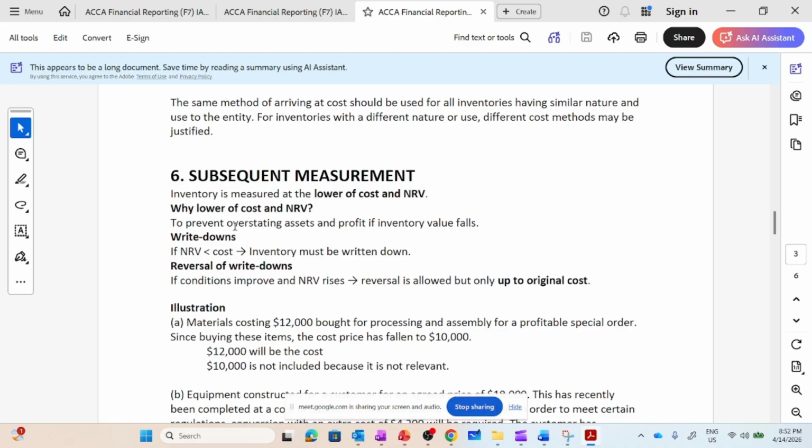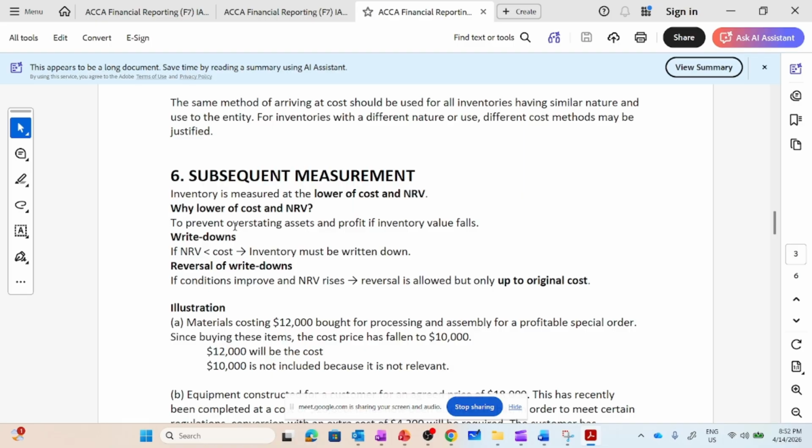Inventory should be valued at the lower of cost or NRV. So in other words, if the cost is lower than the NRV, we are going to state the asset value, the inventory value at cost. If the NRV is lower than the cost, we are going to state the inventory value at the NRV. This is what you need to know. Nothing more, nothing less. We are going to compare the cost and the net realizable value. The lower of the cost and the NRV is what we are going to use to determine our value of the inventory, the value that we are going to show in the statement of financial position.